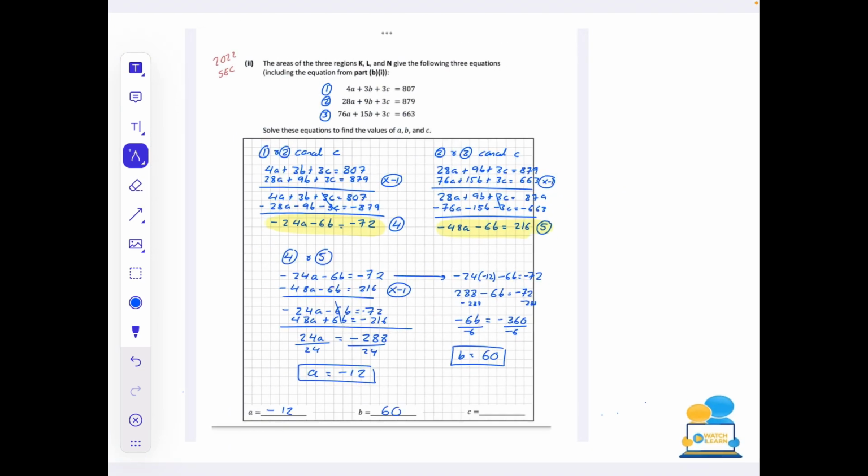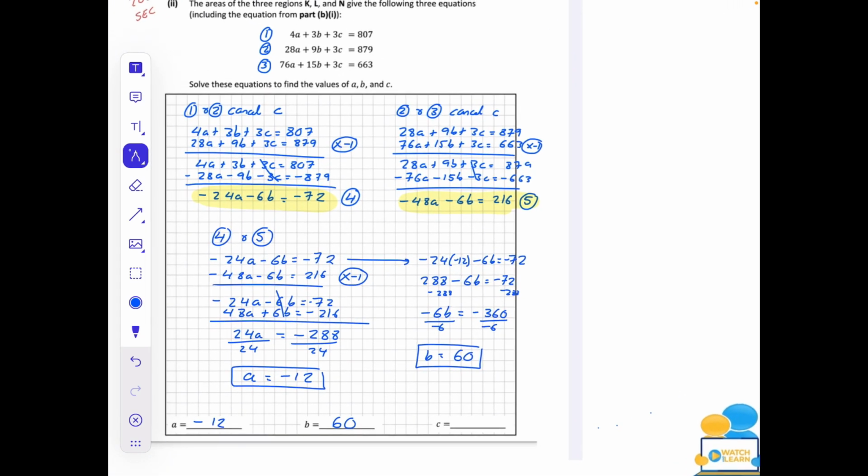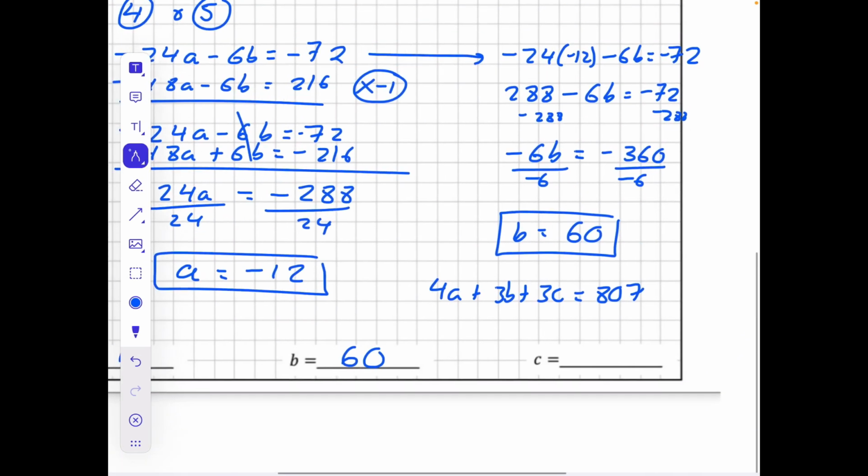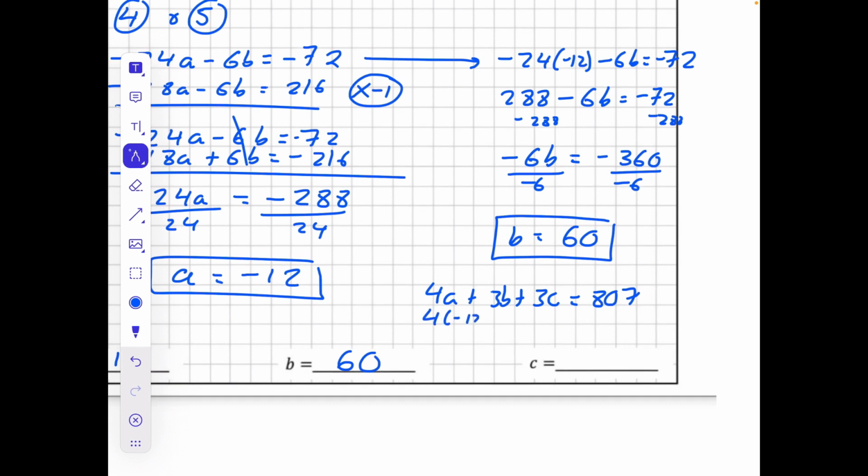That's answer number 2. And finally, we need to solve for c. I'm just going to take equation 1. You can take equation 1, 2 or 3, whichever you want, which says that 4a plus 3b plus 3c is equal to 807. We know a is minus 12. We know b is 60. We don't know what c is.